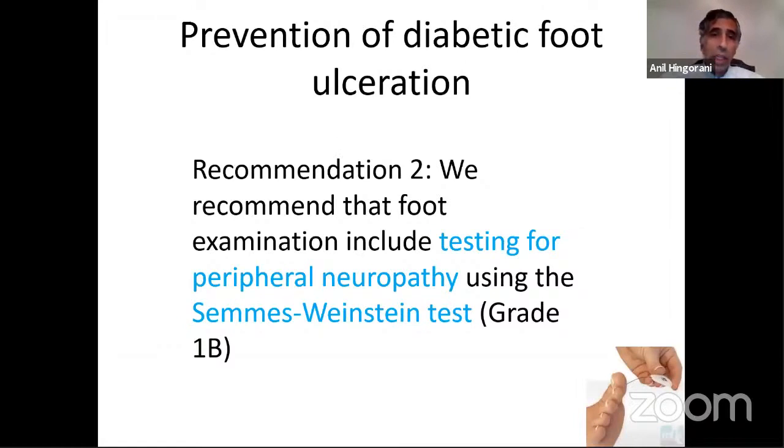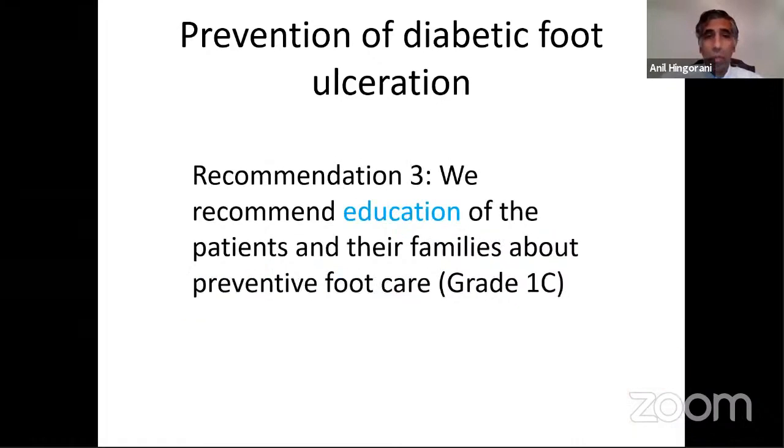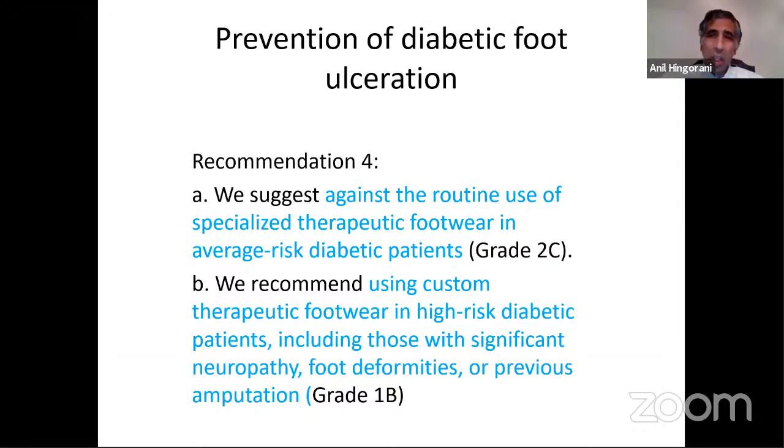We also suggested routinely that these patients undergo exam for diabetic neuropathy, specifically using the Semmes-Weinstein test. We also suggested that patients routinely be educated, both the patients themselves and their families, about preventative foot care. We suggested against the use of routine specialized therapeutic footwear in the average risk diabetic patient. However, for patients who are high risk, including those with significant neuropathy, foot deformities, or prior amputation, then custom therapeutic footwear seemed to be in order. And that was a 1B recommendation. So there's fairly good evidence supporting that.